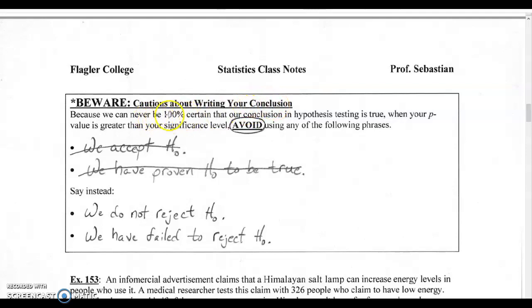Because we can never be 100% certain that our conclusion in hypothesis testing is true, when your p-value is greater than your significance level, avoid using certain phrases. We don't say we accept H0. Instead, we say we do not reject H0. We don't say we have proven H0 to be true because we're never 100% certain. So we say we have failed to reject H0. Those are fine. We don't say we accept it, or that we have proven it to be true.